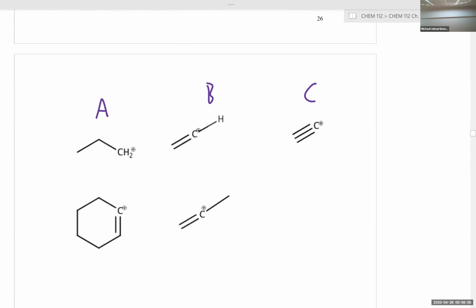So let's take a look at this next batch to round off our summary of carbocation stability. And let's take a look at A, B, and C. And I'd like you to tell me what the lowest energy carbocation will be. A, B, or C?